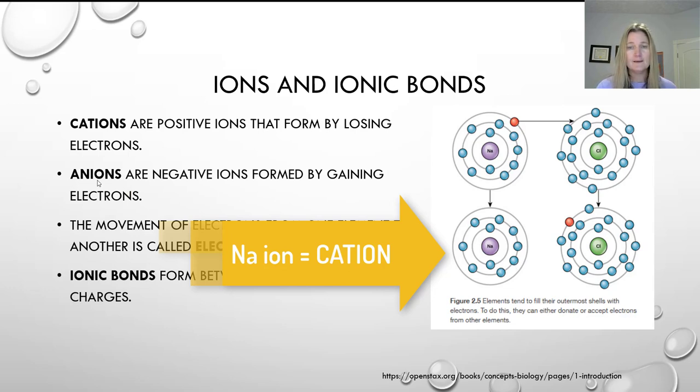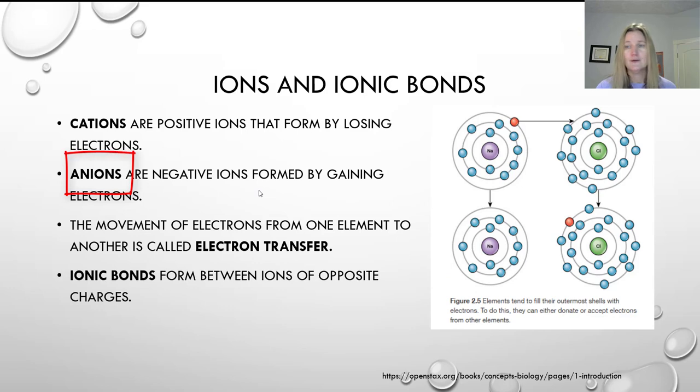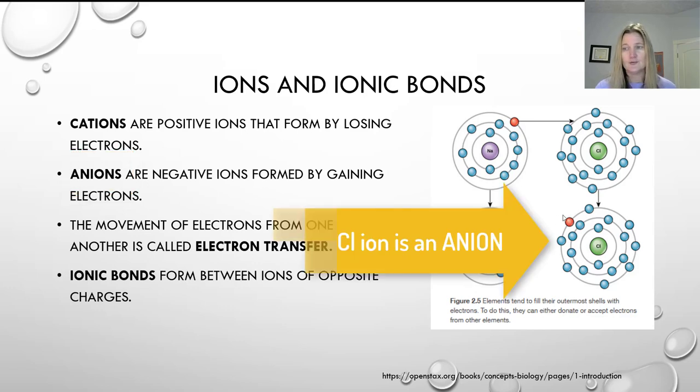a positively charged sodium ion. An anion is a negatively charged ion, okay? So here chlorine has gained that extra electron, so now it has more electrons than it does protons, so it's negatively charged. And so it's an anion.